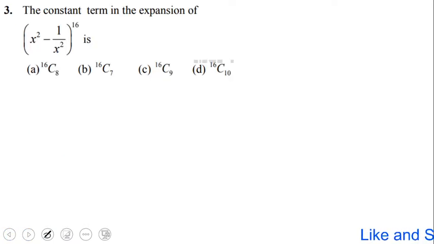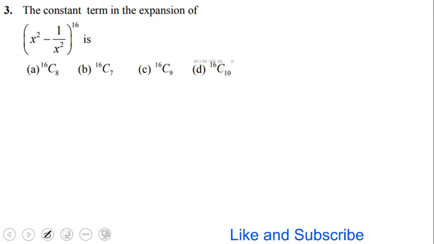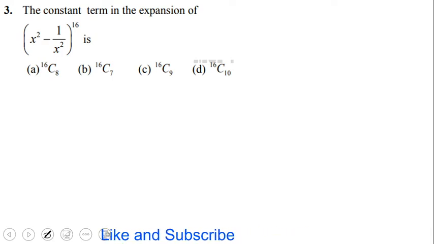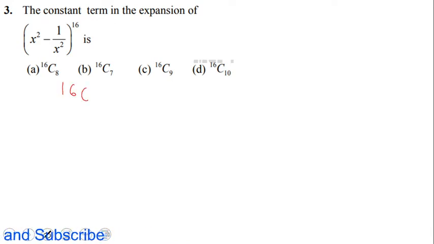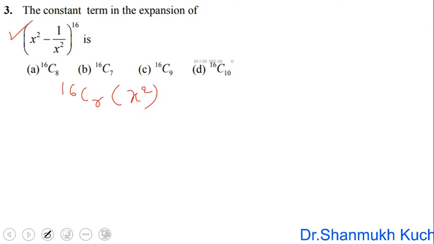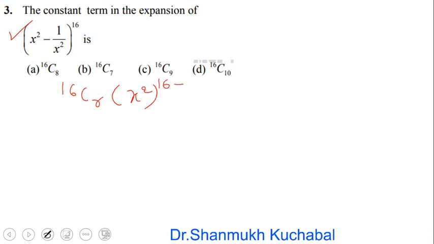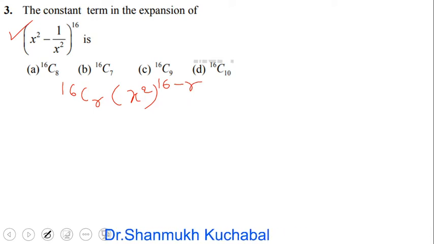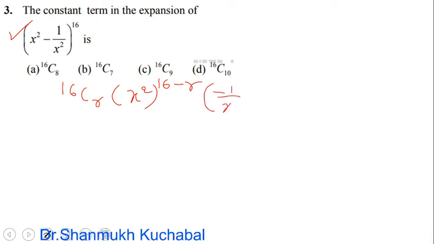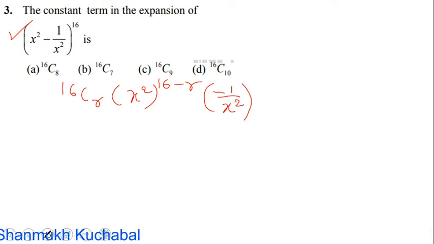Okay, we'll move to the next example. The question is the constant term in the expansion of... I am going to use the general term. The general term is nCr, where n is 16, so 16Cr. The first term is x square, raised to n minus r, that is 16 minus r, and the second term is minus 1 by x square, raised to r here.